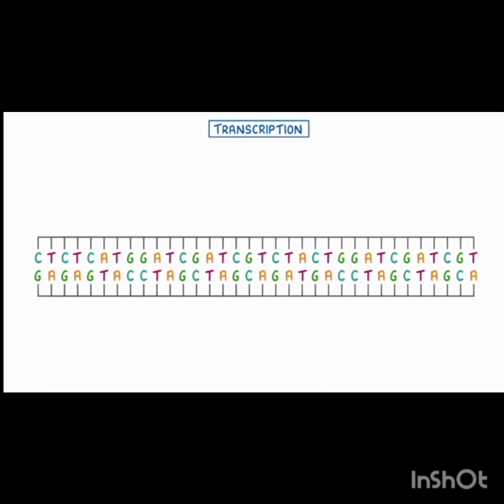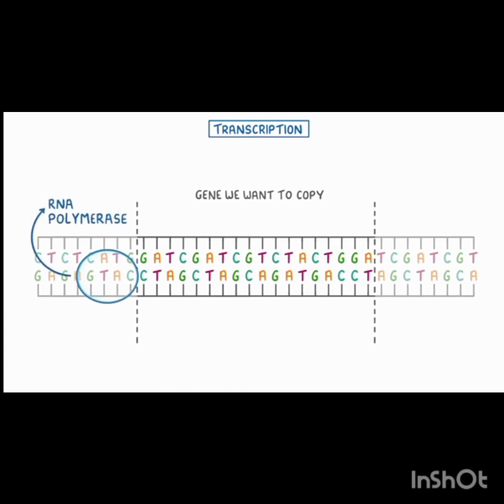So in transcription, what is happening? If we think, okay, this is the single piece of information that we want to copy. So what happens to make the copy? An enzyme, RNA polymerase, comes and attaches to this DNA.